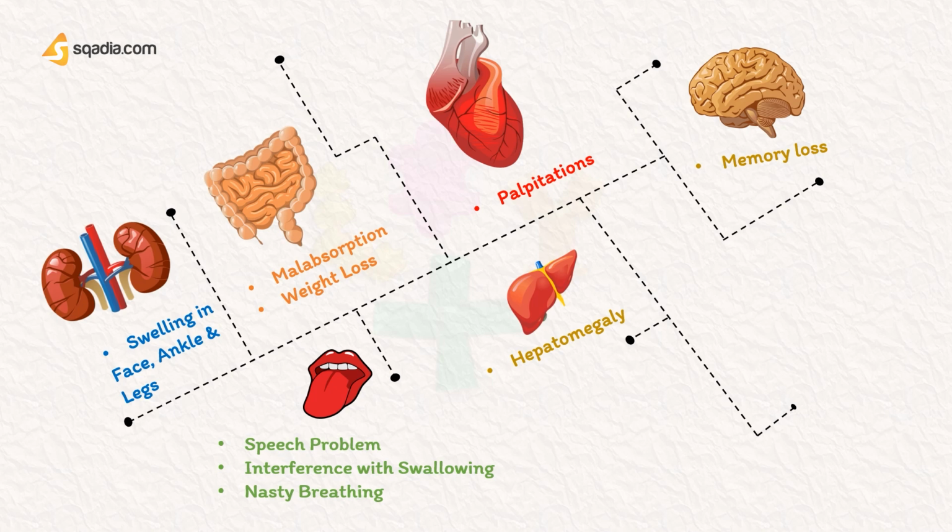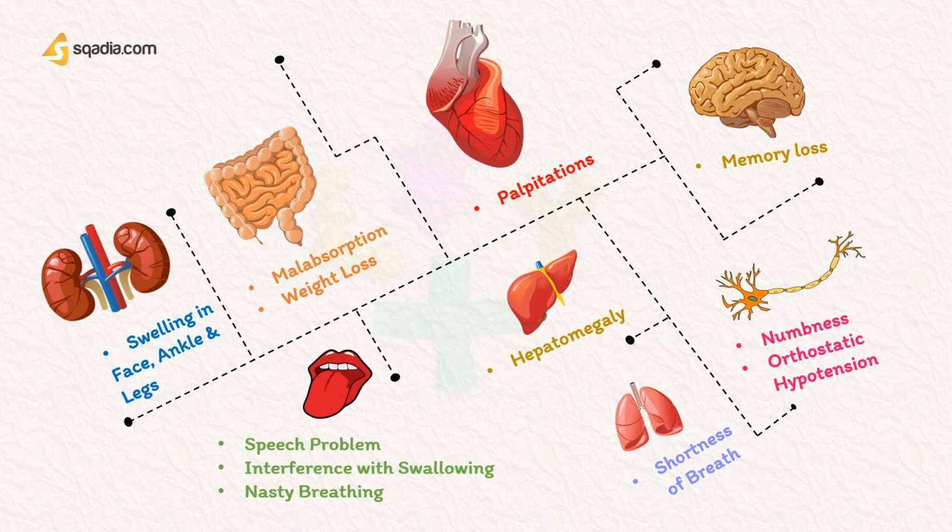Liver becomes enlarged, resulting in hepatomegaly. Lungs suffer from shortness of breath. Nerve damage leads to numbness and orthostatic hypotension. Now we will be heading towards the diagnosis of amyloidosis.